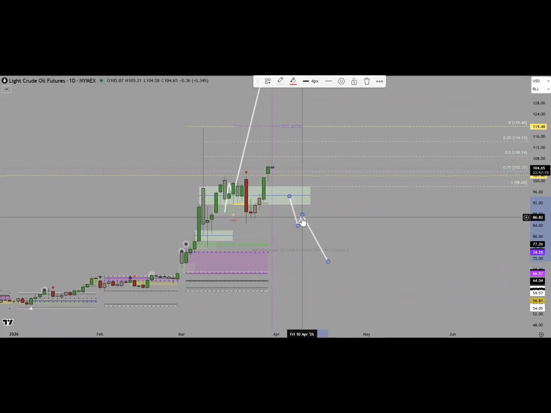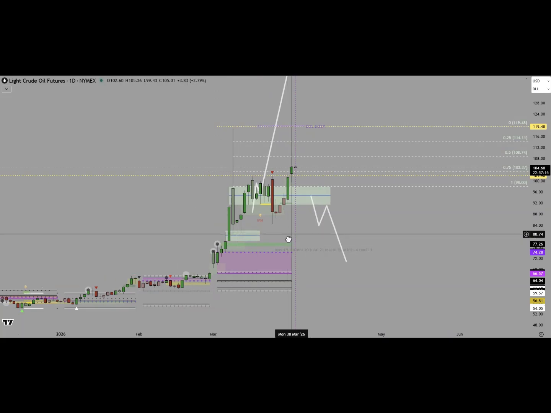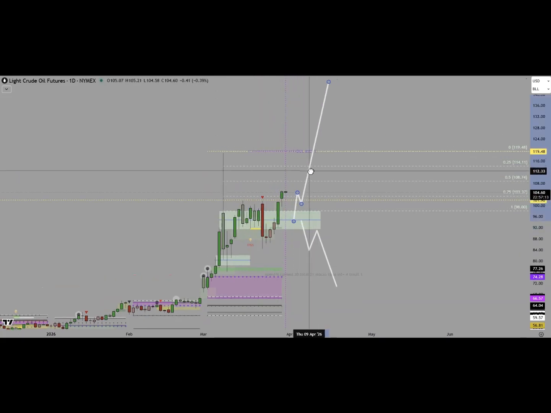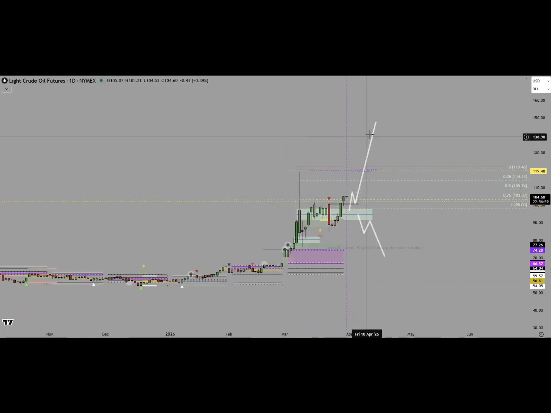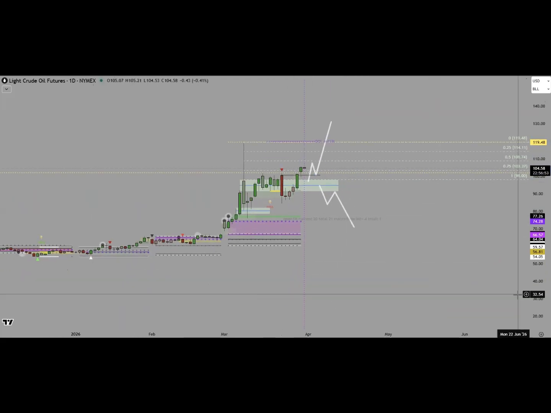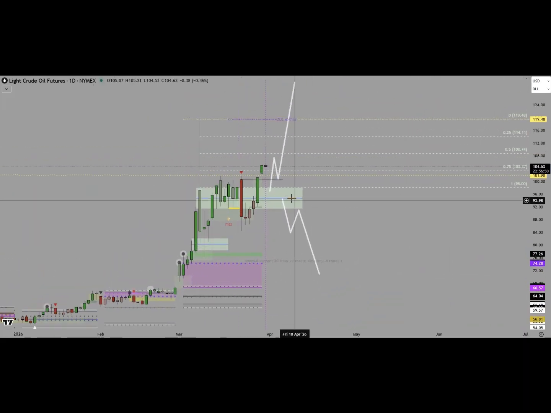So similar to the DXY, while we are above these levels, anticipate further continuation higher. This is a potential order block, and just new prices, new highs. New highs are expected in the oil unless we break this.